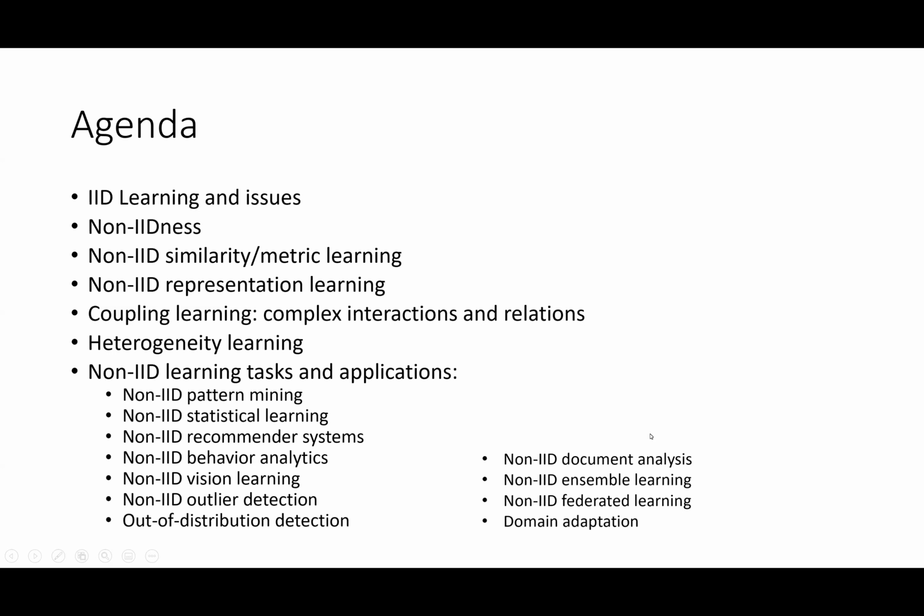But of course, there are many other things that could be related, for example non-IID for document analysis and for ensemble learning. Particularly nowadays, there is a lot of interest in federated learning and transfer learning. I won't be able to cover them today. There's also a recent topic on domain adaptation, which is somehow relevant. During the discussion time, I'm more than happy to discuss federated learning, transfer learning, and domain adaptation if there are questions.